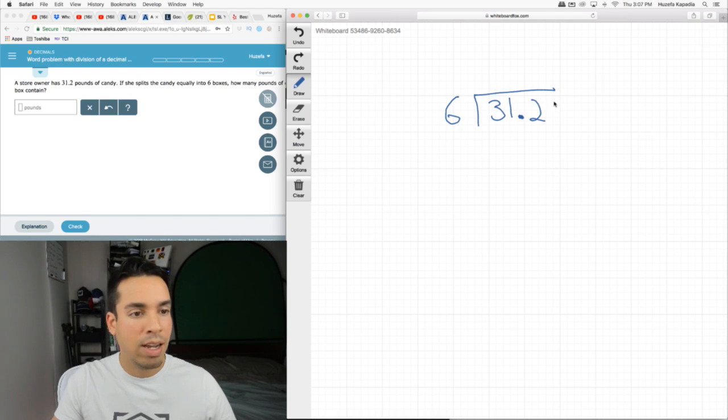But remember, when we're dividing and we've got a decimal dividend, first things first, we've got to make sure to put that dot straight up top, right above the decimal down here. And now let's just do regular division.